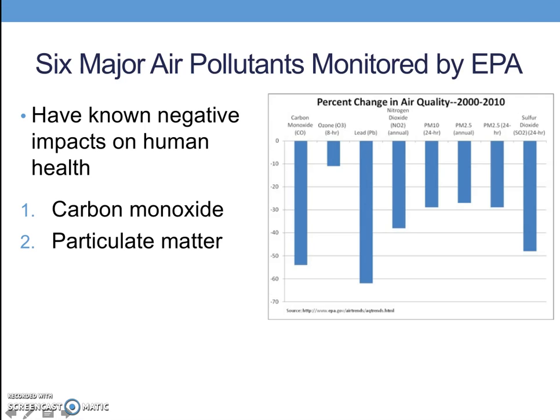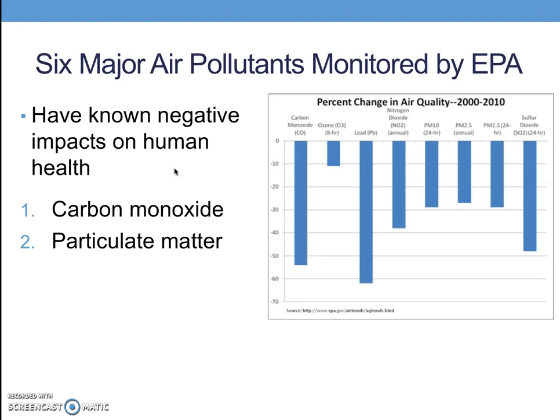The second pollutant monitored by the EPA is particulate matter. If you take a look over on the right here, you can see PM10 and PM2.5, and then there's PM2.5 annual versus 24 hour. So particulate matter is classified based on its size. PM10 is larger than PM2.5.